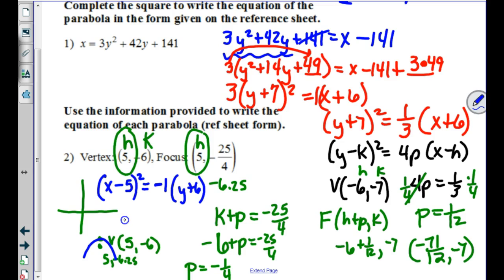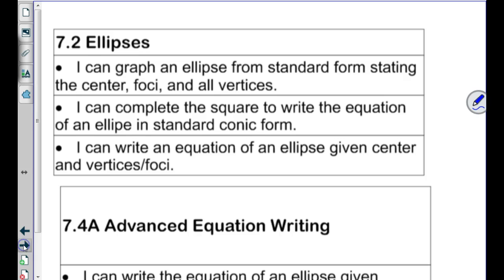Those were on the homework, but I'm getting worried that a lot of you are just kind of spacing out here. All right. I will hopefully have time for homework questions at the end about parabolas, but we're going to move on and talk about ellipses right now, okay?